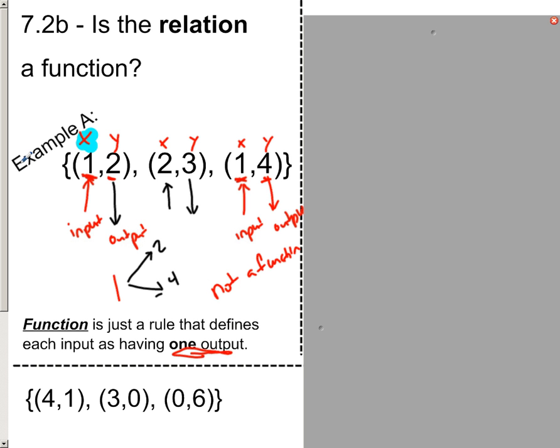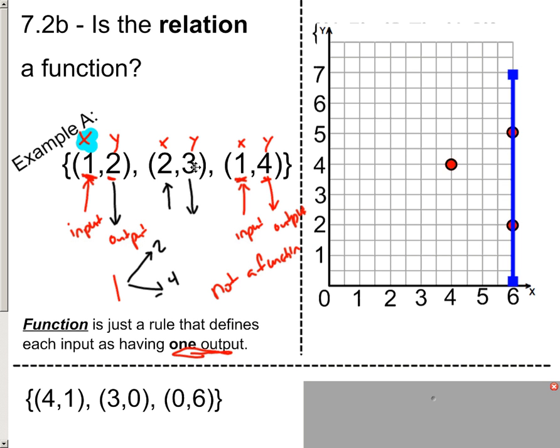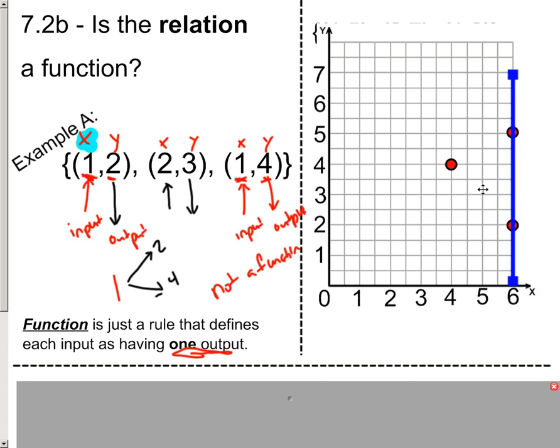So let's use a graph, and let's graph these 3 points that we have right here. And let's actually see if it makes a function. Now let's see, here's 1, 2. Here's 2, 3. And here's 1, 4. I bump into this point and I'm okay with it, but when I bump into this point, I'm not okay because I hit 2 points, so it's not a function.